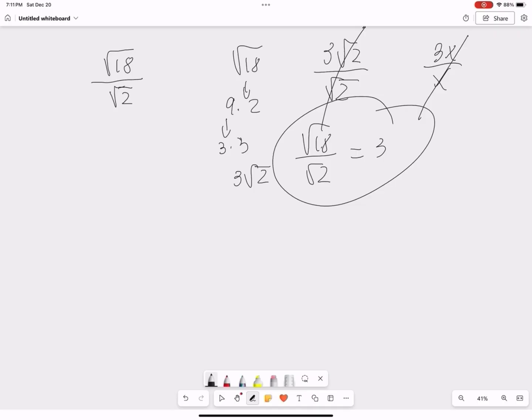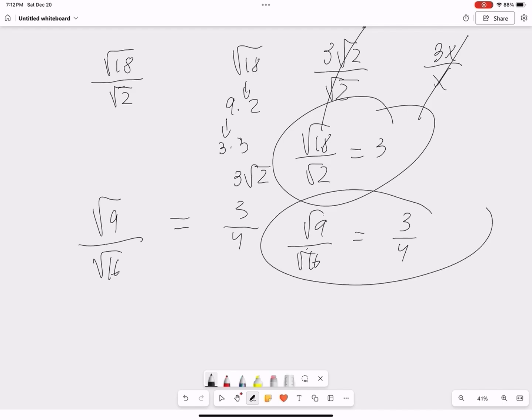Now let's work with another one. What about the square root of 9 divided by the square root of 3? Or no, the square root of 16. So the square root of 9 is 3, and the square root of 16 is 4. So the square root of 9 over the square root of 16 is 3 over 4. Great.